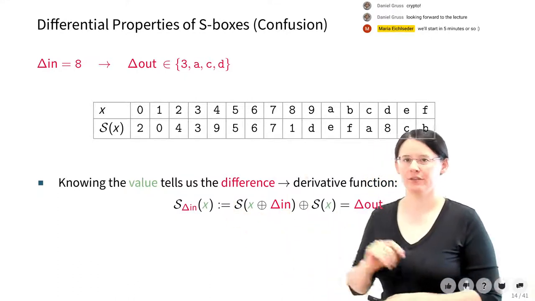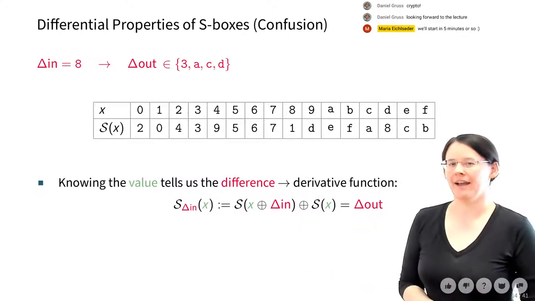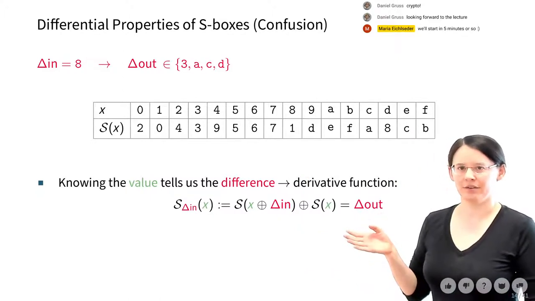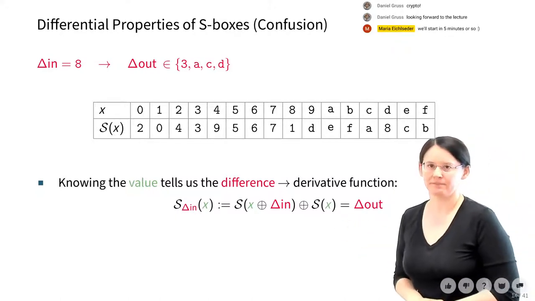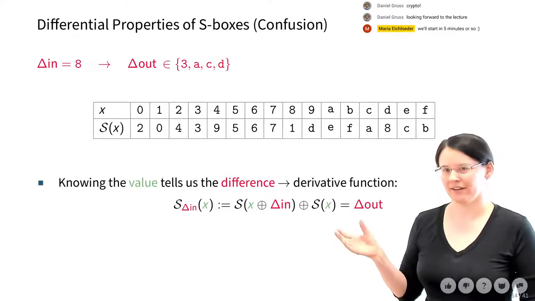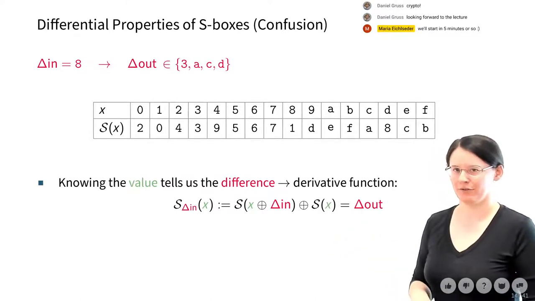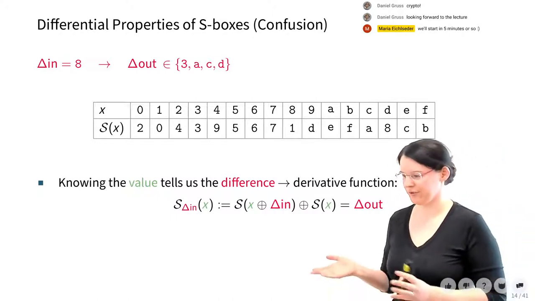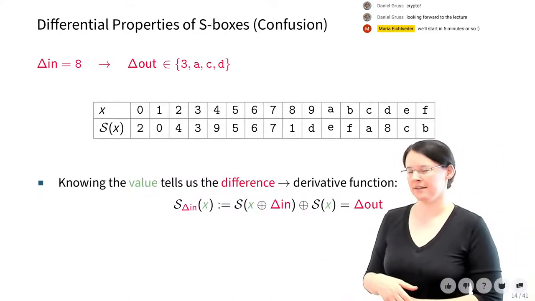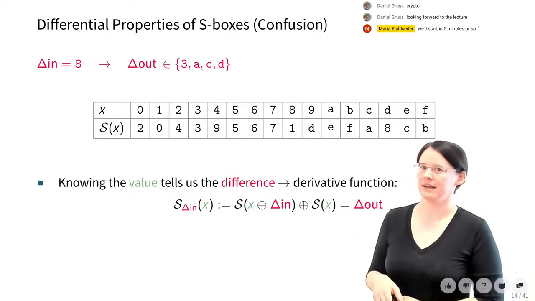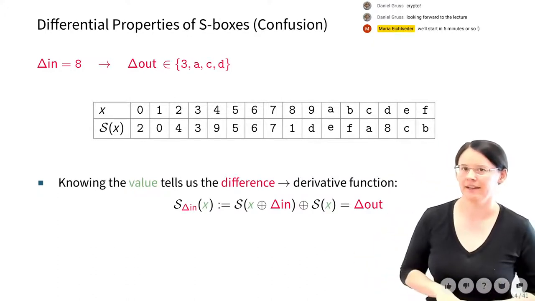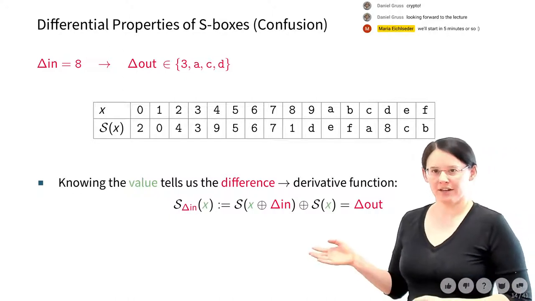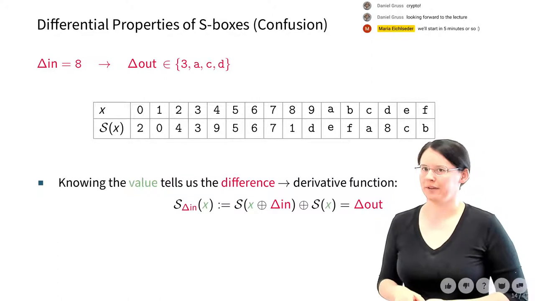So this is a definition of a derivative, and this is the result of the derivative. And actually it's not an accident that we call it a derivative function, because even though it's defined for discrete functions, it actually satisfies many of the properties that we know from derivative functions or directional derivatives in analysis. So for example, this function here satisfies things like the sum rule or the product rule, which you know from analysis T1. So it's actually quite a nice object that we can work with.